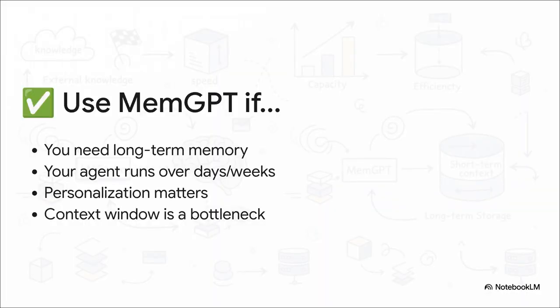And now for the MemGPT checklist. Is your agent constantly forgetting key details from one session to the next? Is personalization a critical must-have feature for your product? Is that context window the main bottleneck that's holding your entire application back? If that sounds familiar, you need an agent memory system like MemGPT.